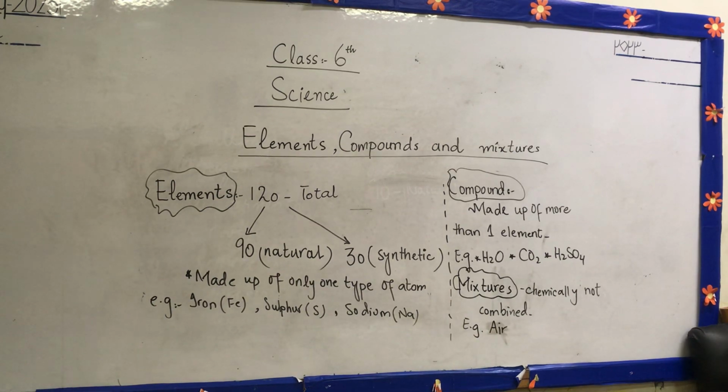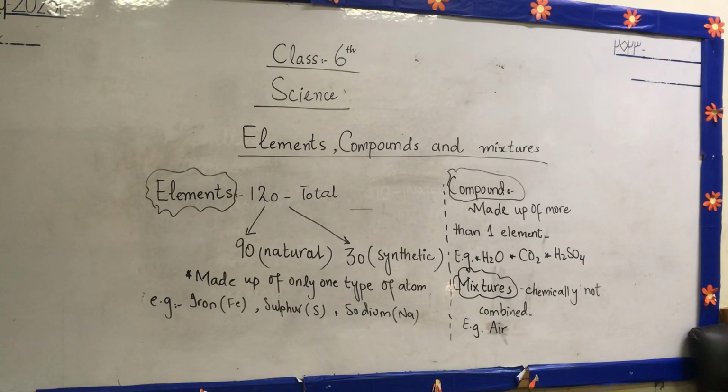I hope you clearly understood the difference between elements and compounds. An element is made up of only one kind of atom. All the atoms in an element are of the same kind. Examples include iron, sulfur and sodium. Then we have compounds. Compounds are formed when two or more elements combine together: water, carbon dioxide, sulfuric acid.